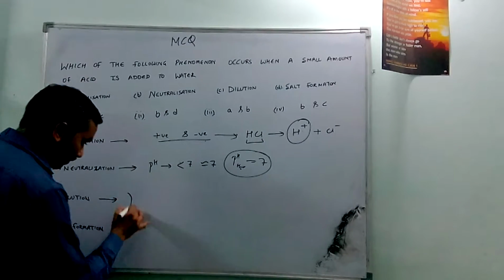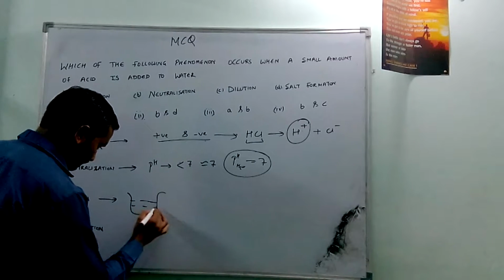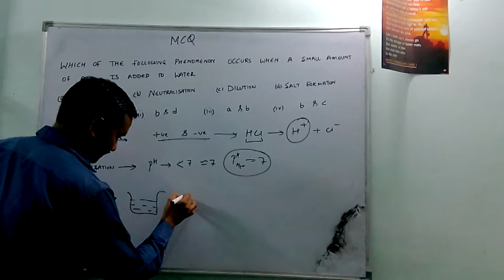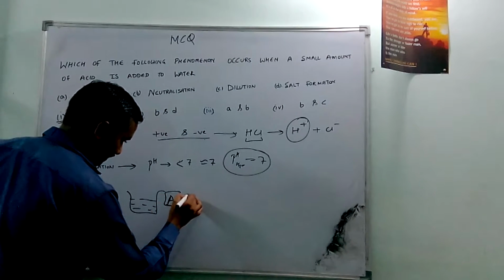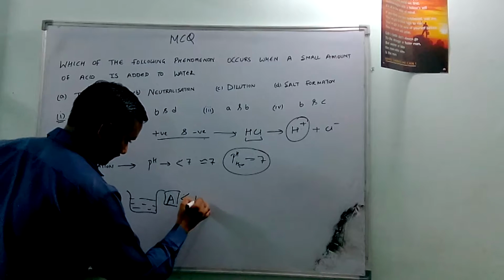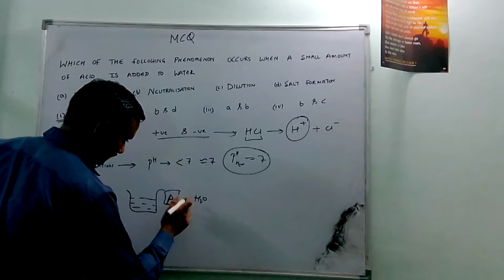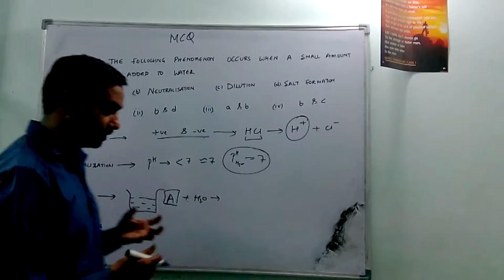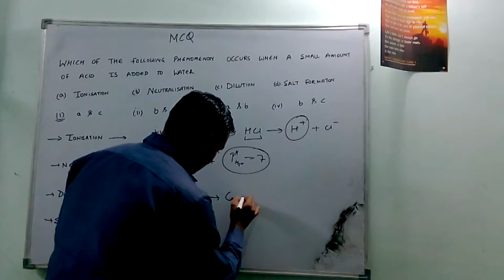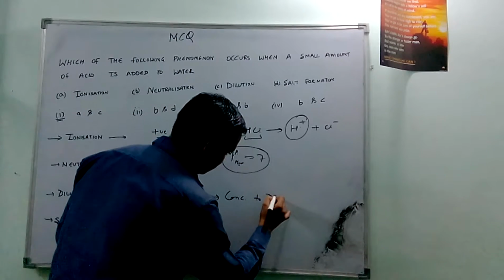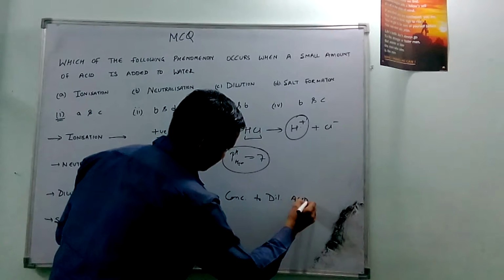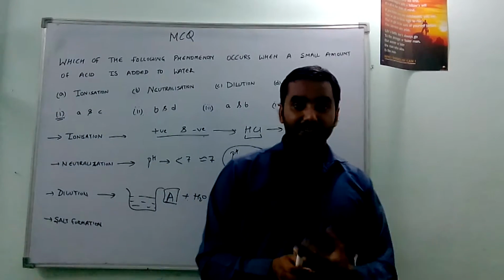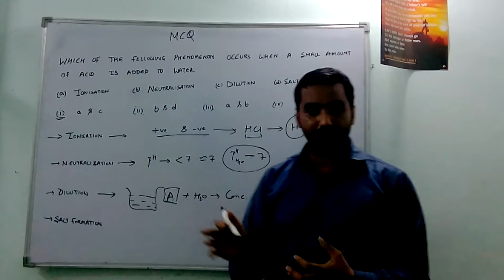The third one is dilution. When acid is added with water to dilute it from concentrated to dilute acid, the concentration of acid in a particular solution decreases, and that's called dilution.